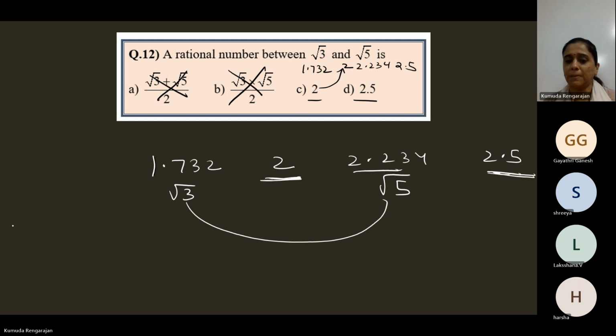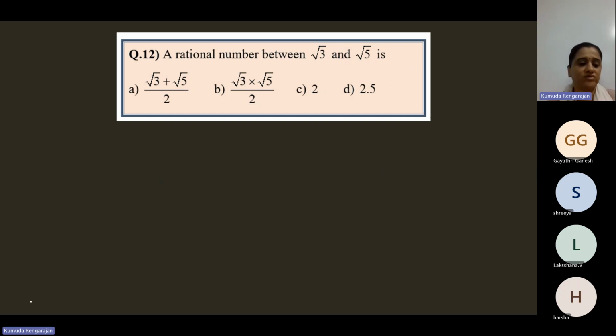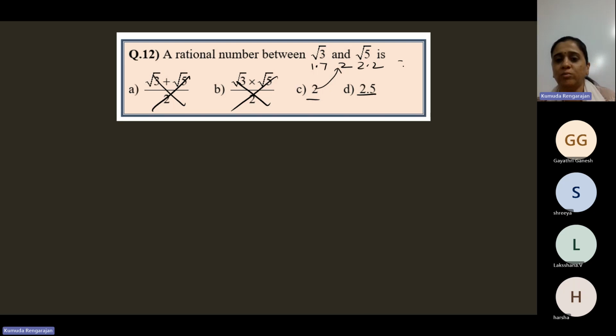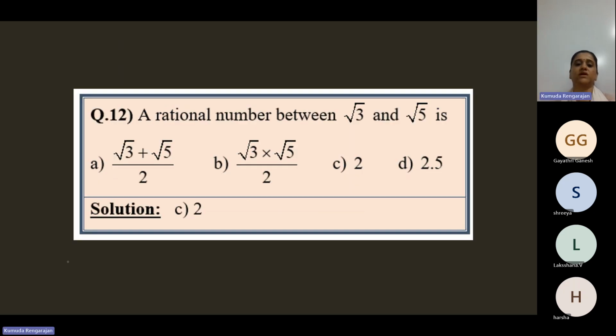Am I clear, children? 2.5 is beyond the value of root 5. The value of root 5 is 2.2, and 2.5 is after that, so it's not between. So how do you answer this question? First, shortlist: eliminate the irrationals. This is irrational, this is irrational. Now, the value of this one is 1.7 and this one is 2.2. So 2 is the number between 1.7 and 2.2, and not 2.5. 2.5 is rational, but not between these two. So the correct option is C.